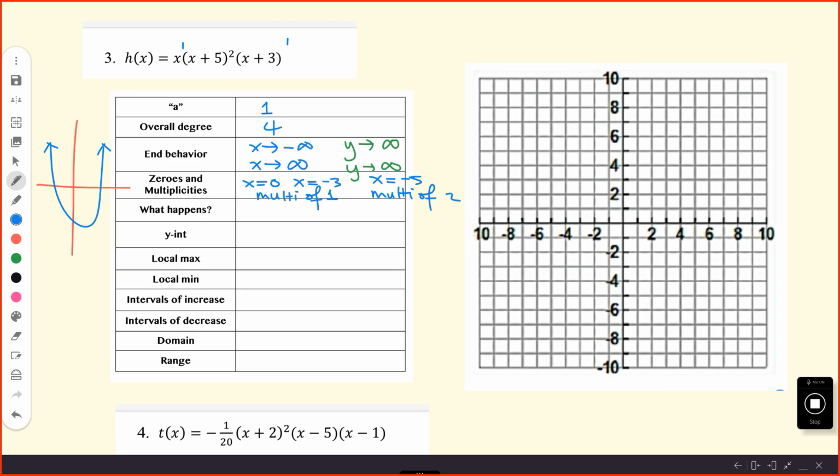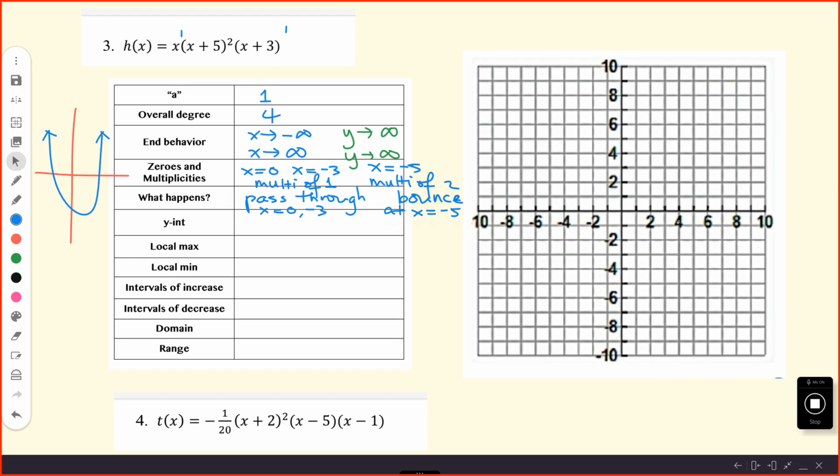Okay. So now, what's the behavior? This one is pass through. Pass through at x equals 0, comma, -3. And then bounce. So this is the one that says bounce because the multiplicity is even. Bounce at x equals -5.